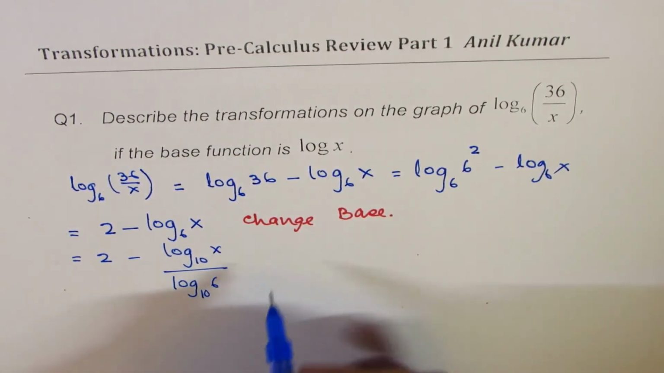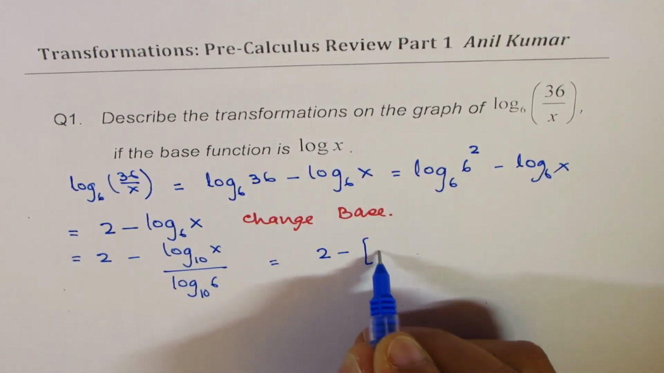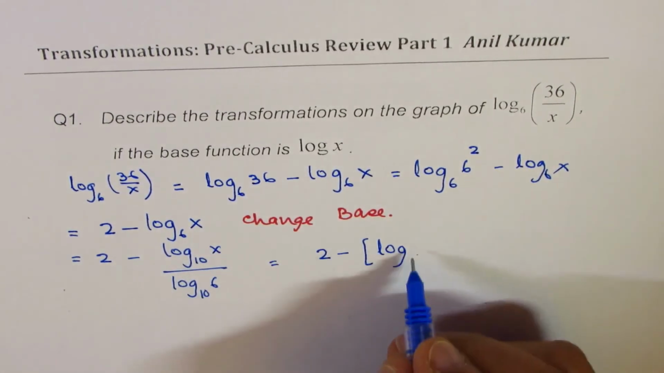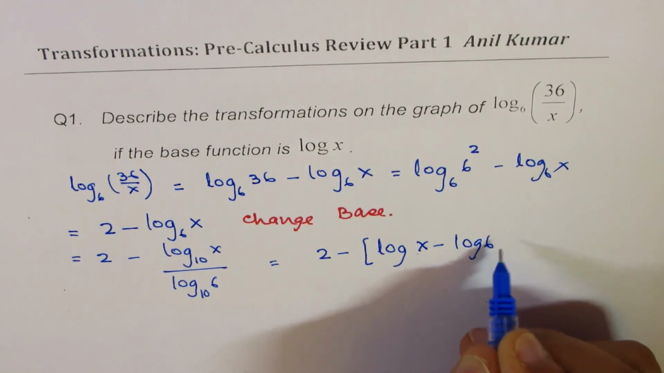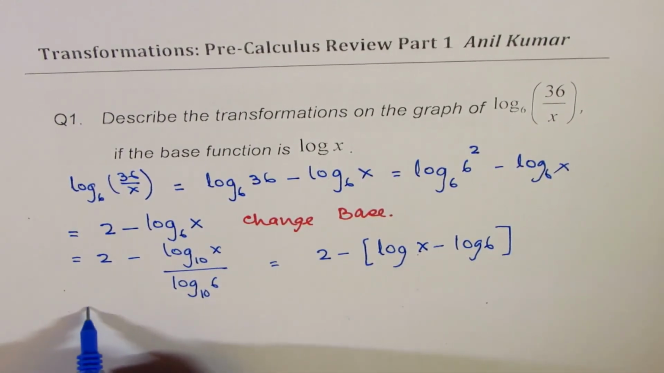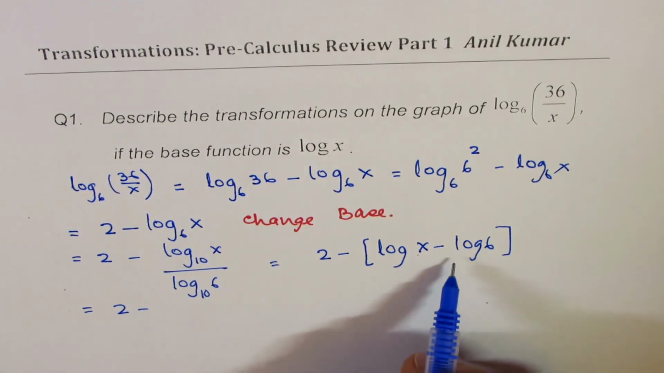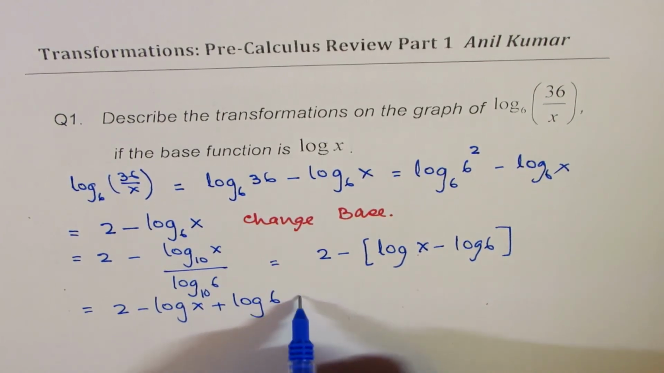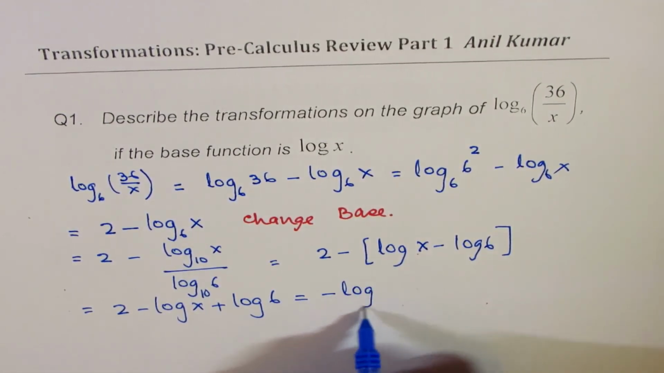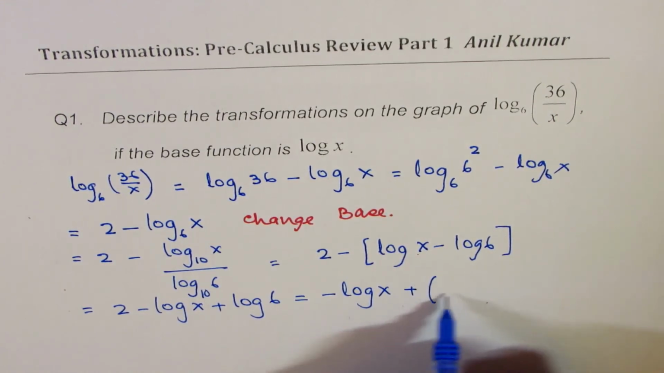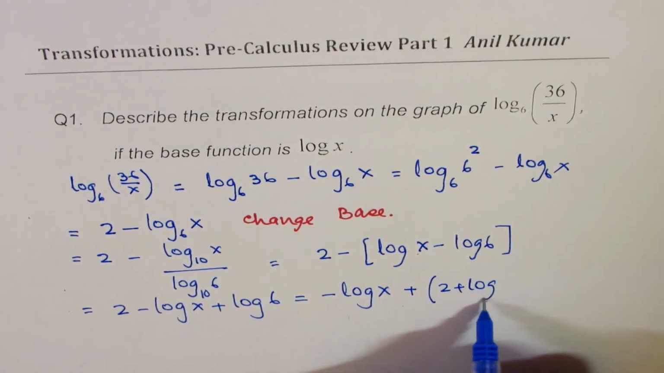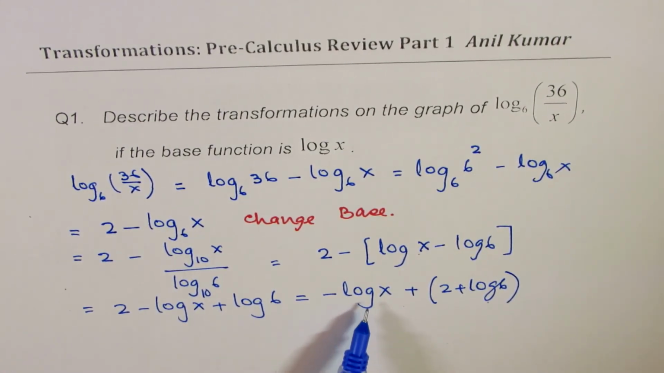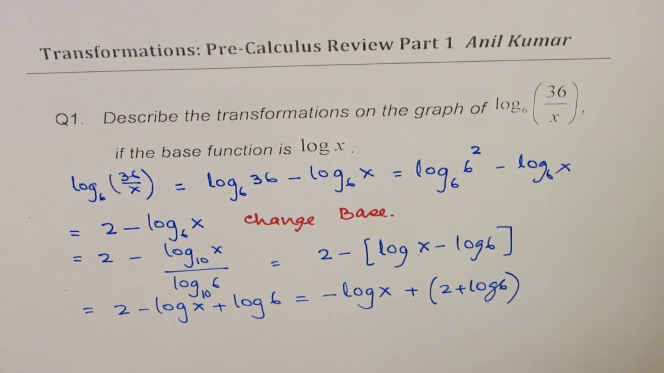Now, let's rewrite this. We have 2 minus log to the base 10. You need not write base 10, that's the default value, minus log of 6, correct? Open the bracket, so we get 2 minus log x plus log of 6, or we write minus log x plus, now that is the 2 plus log 6, with the 2 plus log 6 being a vertical translation up. Do you see that? Now you are in a position to describe the transformation. Does it make sense to you?